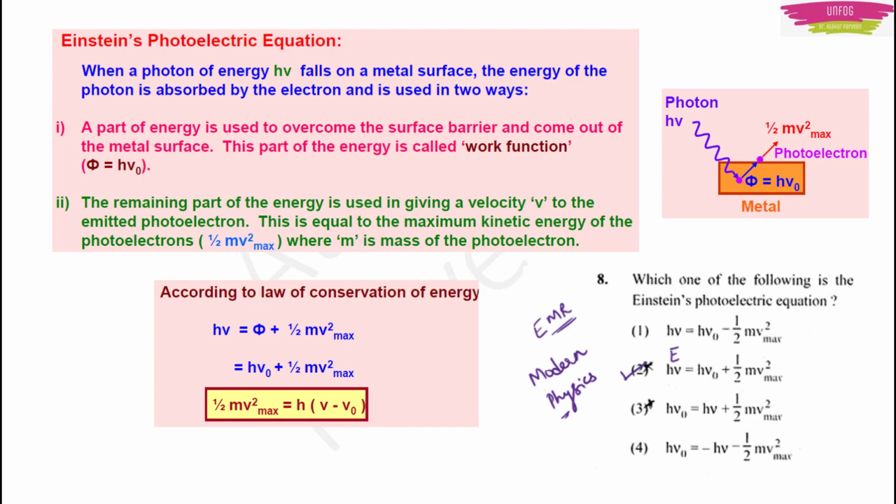Now one question came in your HSTR question paper of 2015. The question was: which one of the following is Einstein's photoelectric equation? E is equal to h nu naught plus half mv square. Now you can relate to it, right? Now let's talk about many expected questions from this part.